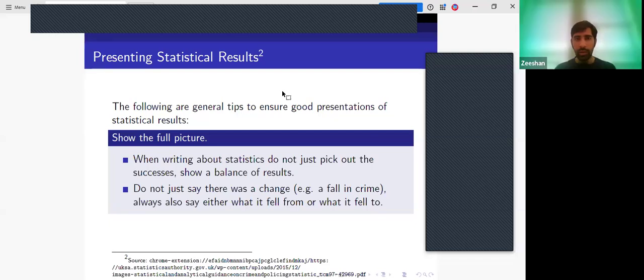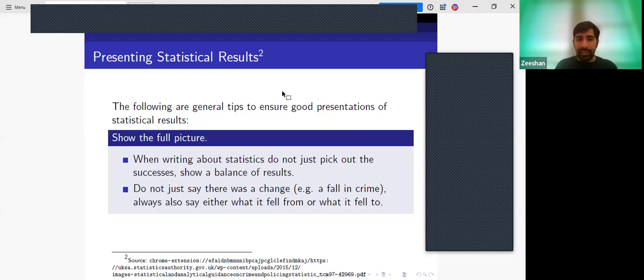So now we're going to move towards the second section of this presentation, and that is related to how to present your results. Here, I'm not going to explain each and every point in a specific context. These are general guidelines, and you can adjust them according to your area of interest.